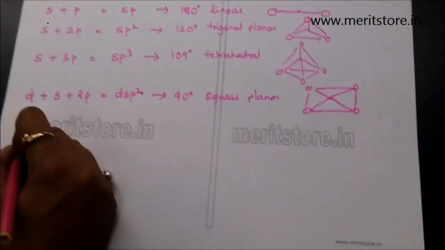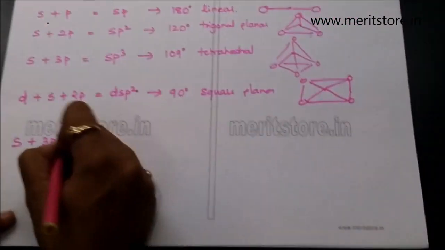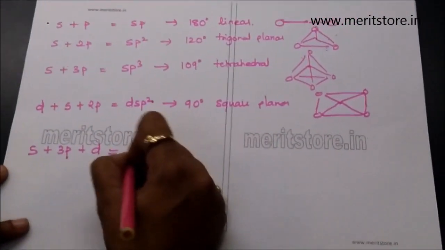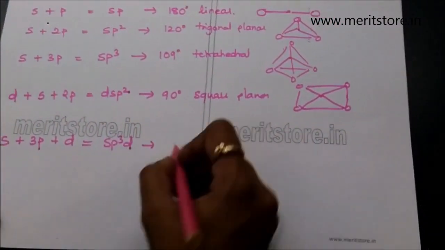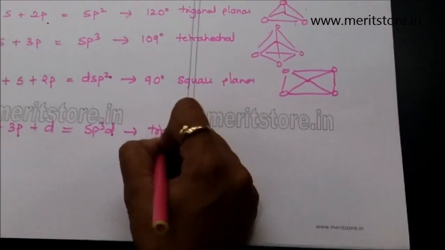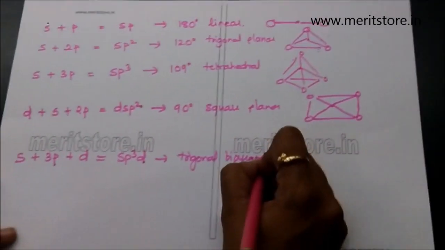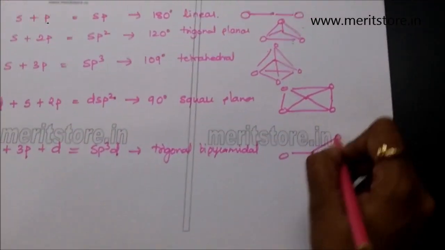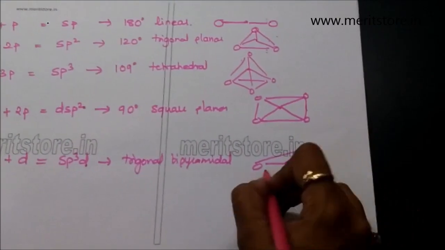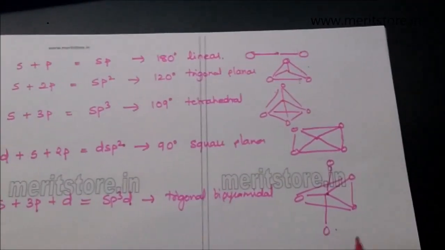We can also have the hybridization in which 1s, 3p and 1d give sp3d hybridization with its bond angle. Now here we call this a trigonal bipyramidal structure, in which the central atom is bonded to 3 atoms in one plane. It's a trigonal form. One is above the plane, one is below the plane.